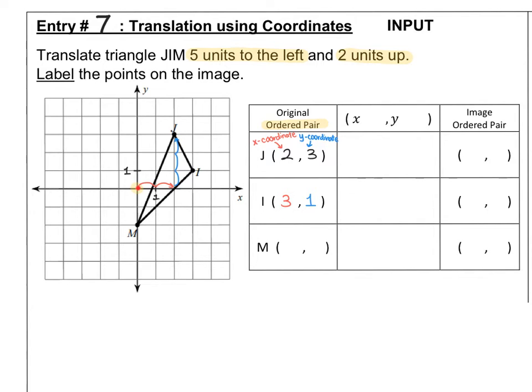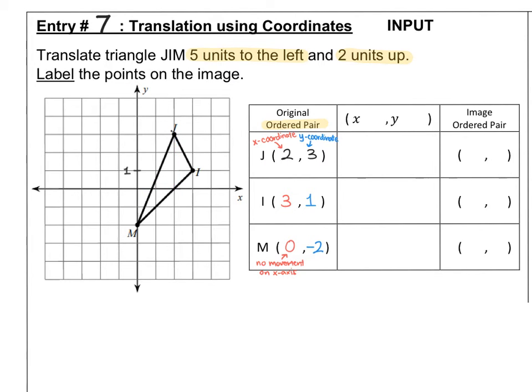For point M, to travel from the origin, we wouldn't have to move anywhere left or right, so our x-coordinate for M would be 0. We do, however, need to move 2 units downwards, so our y-coordinate is going to be -2, because downwards is a negative direction and we're traveling along that vertical axis this time.